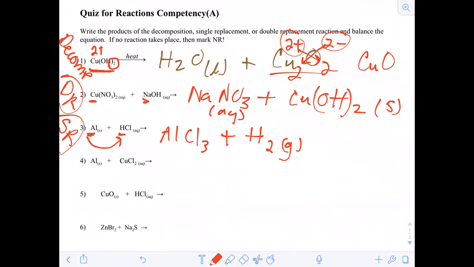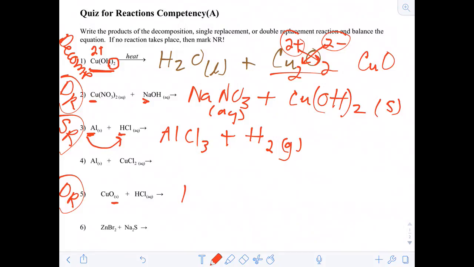And then number 5, you got copper oxide. Are oxides soluble? No. They're not. That's why it says solid right there. That's why that's solid, because oxides are not soluble. Then you have hydrochloric acid. What type of reaction is this? Double. This is a double replacement reaction. So what are the products? Yusuf, what do you think?